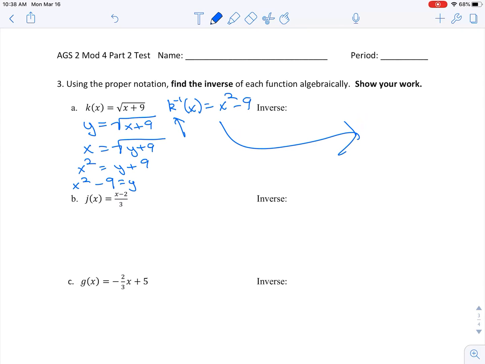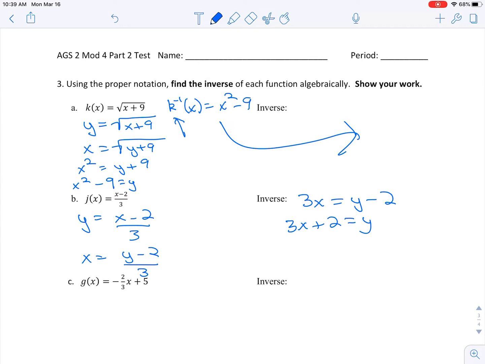Okay, our next one, I'm going to do the same thing. And then I'm going to switch x and y. And now I need to solve that for y. First thing I would do is do the inverse of divided by 3, which is multiplied by 3, which would give me 3x equals y minus 2. And then I would add 2. And then I would write it j^-1(x) is 3x plus 2.